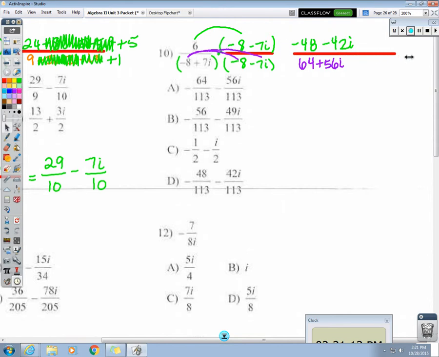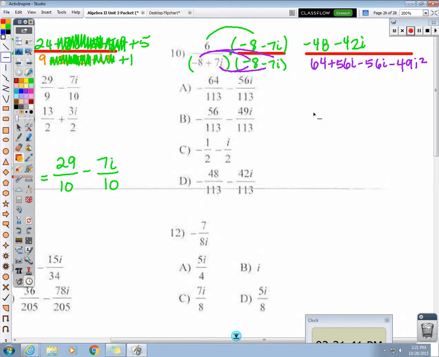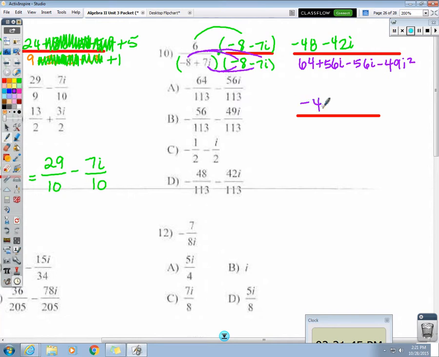And then what do I multiply next? The inner, which is a positive 7i and a negative 8, and that gives me a negative 56i. And then I do what? 7i times negative 7i, which is, okay, can anything be done in the numerator? No. Okay, they cannot be combined. There's no i squared, so it's ready to go. And it's already in standard form.